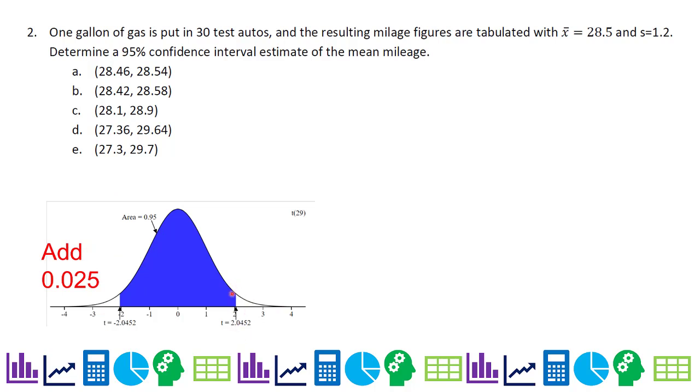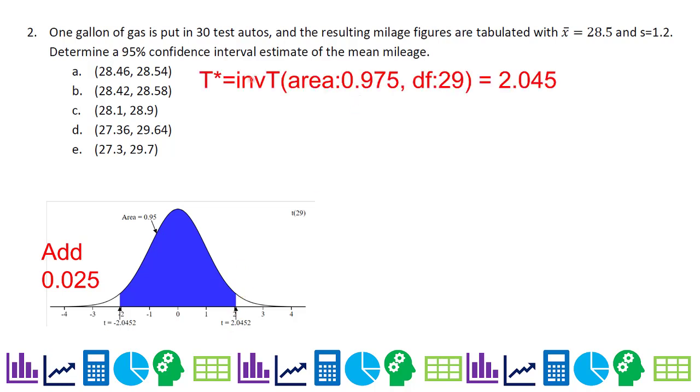So this percentile is not the 95th percent. It is the 97.5th percent. So to do it on the calculator, it's inverse t, area is 0.975, and it will ask you for degrees of freedom, which is 29. So we get 2.045.